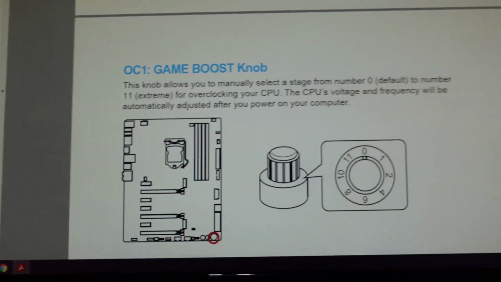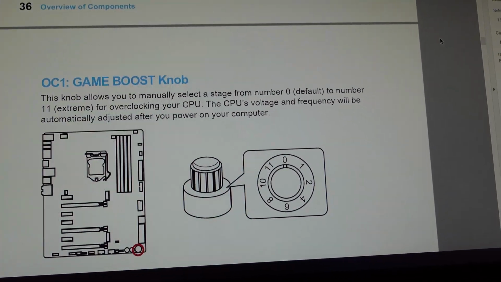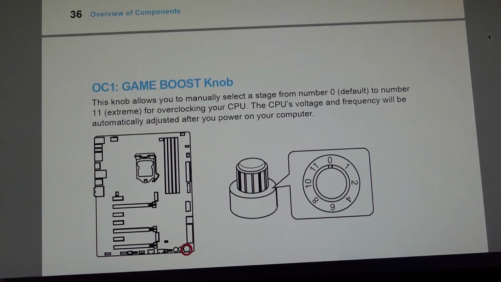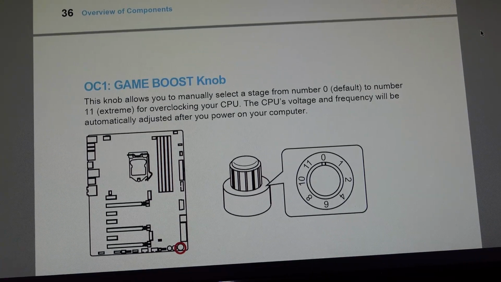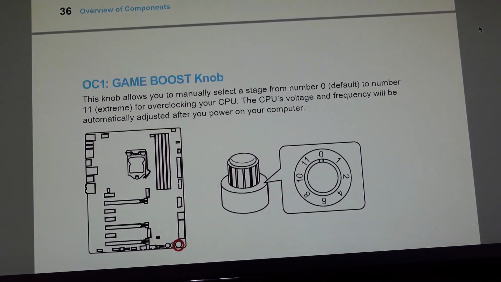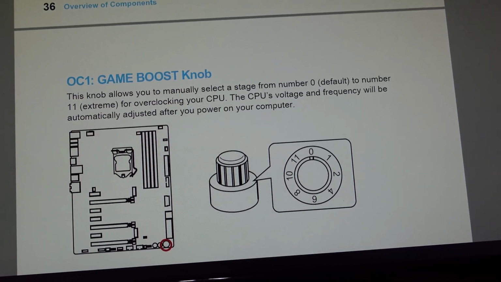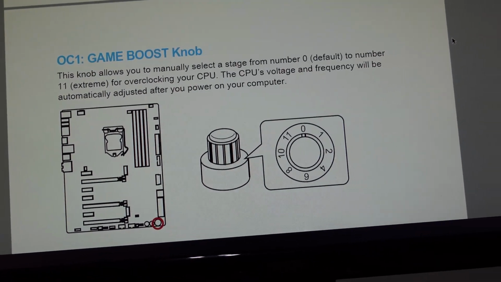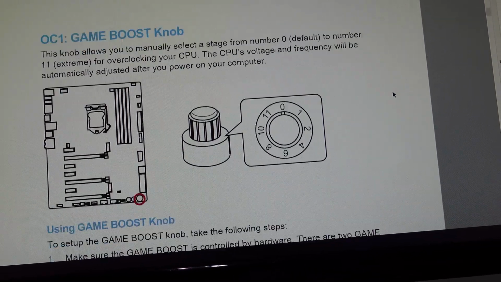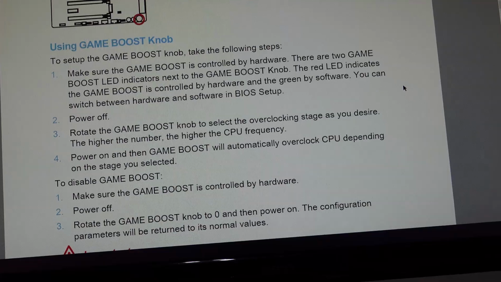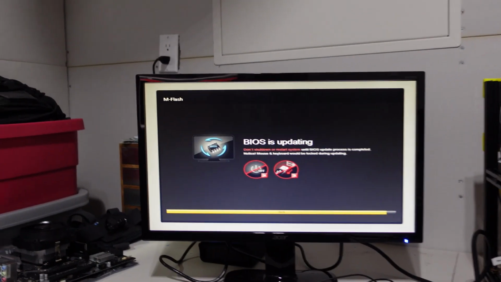Game boost knob. This knob allows you to manually select a stage from number 0 to 11 for overclocking your CPU. The CPU's voltage and frequencies will be automatically adjusted after you power on your computer. So I just set that to 0 because right now we have an i3-6100T in there, nothing crazy. That's pretty sweet though. If this was a gaming rig, this would be pretty cool to play with. But as of now, we're letting our BIOS update. It looks like it's just about done.